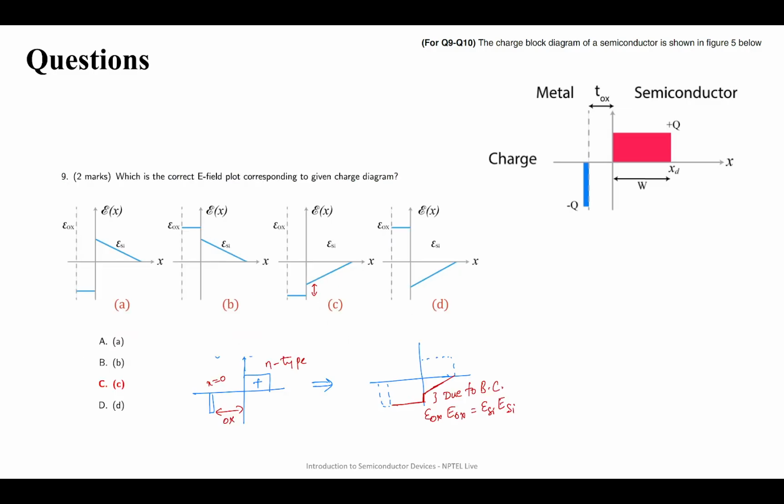The correct answer for this will be C. When you start integrating, there's a huge negative charge, so it will result in a negative electric field. Then there's a huge positive charge, so it will start making the electric field come back from negative to zero. So C is the answer, and this gap is due to the difference in the dielectric constants.